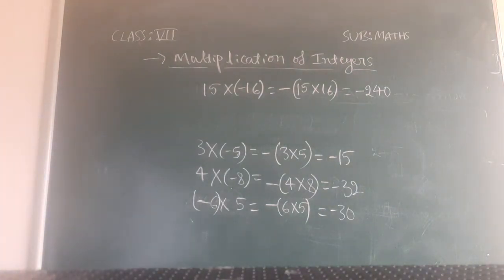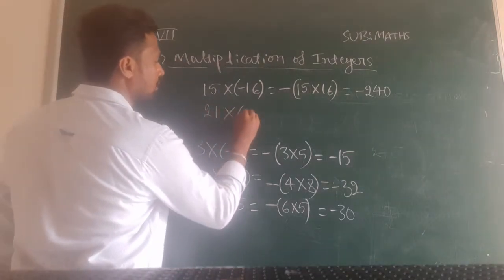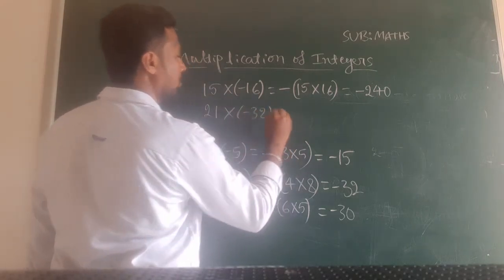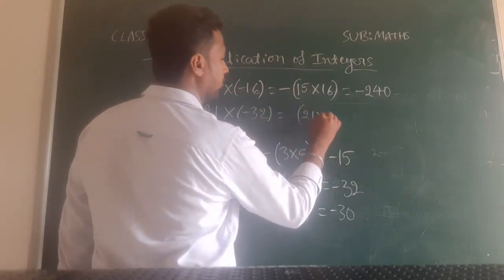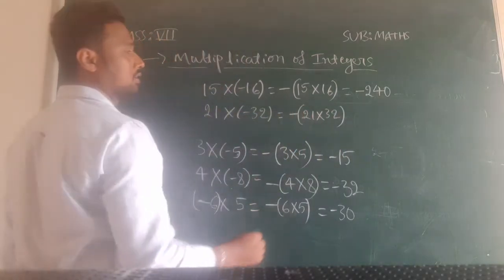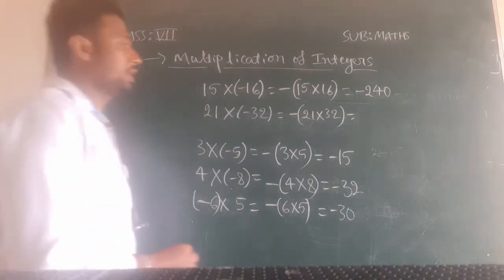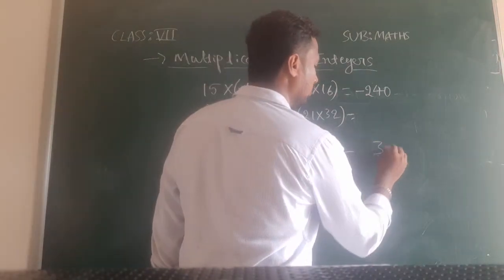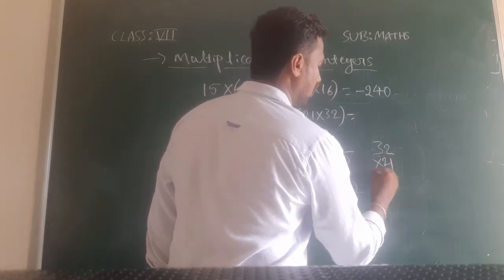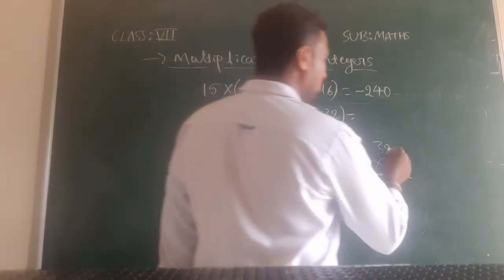If you get a bigger value also, just multiply that. So the next one is 21 into minus 32. First we will write 21 into 32, and outside this we will consider minus. So 21 into 32 means we have to multiply here.